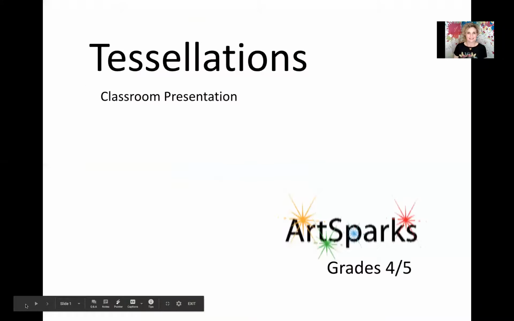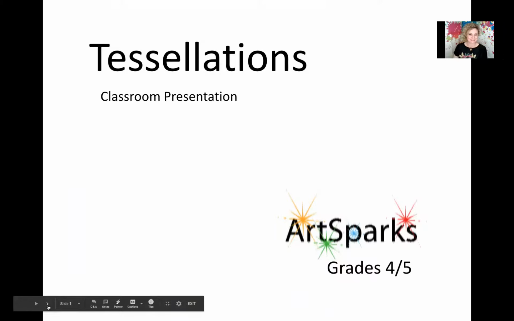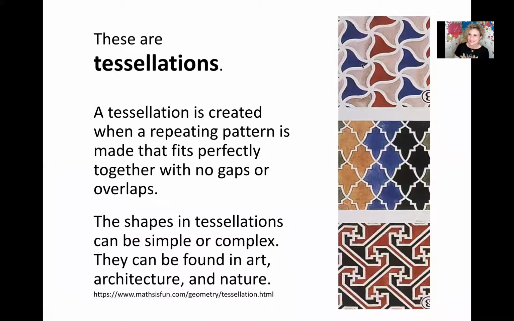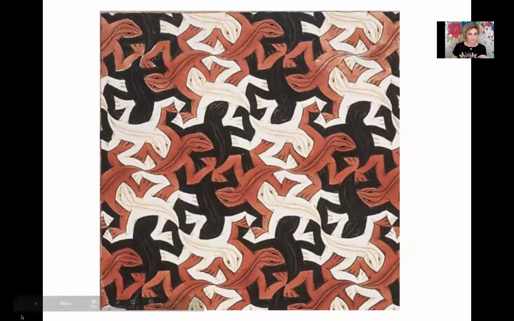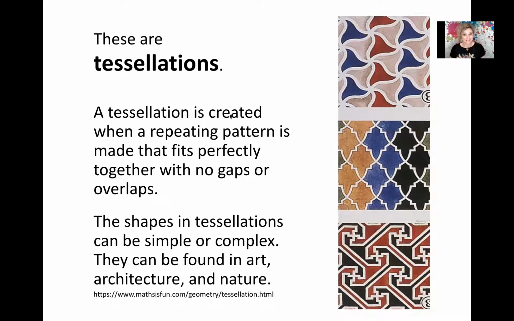All right, uh-oh, you got to see it all. Tessellations. These over here, these are tessellations. A tessellation is a pattern that is repeating and it's made so that it all fits perfectly together. And there's no gaps, no overlaps. And the shapes can be really simple. You see how simple some of these are? Or they can be really complex, like what we just saw.